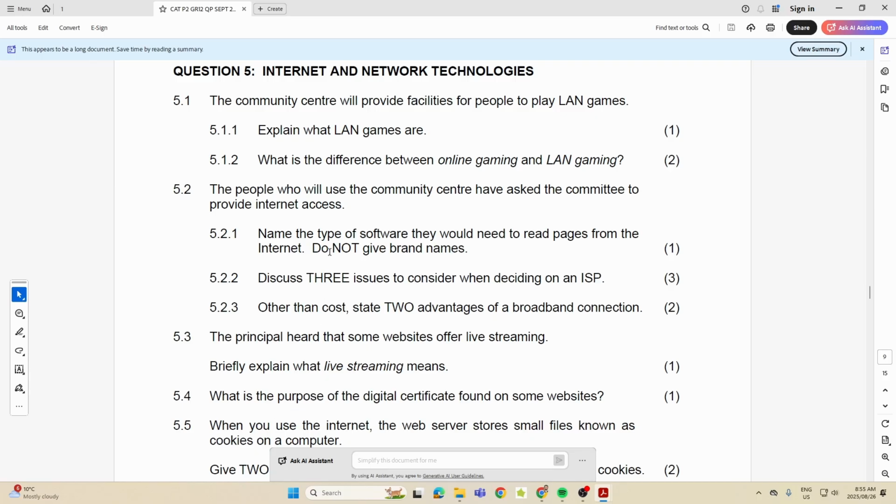Okay, just say. The community center will provide facilities for people to play LAN games. What are LAN games? Local area network games. So it's like you and your friends playing Call of Duty in the computer labs and you're all connected over the network so that you can play together. Sorry, I didn't even see this question. I'm already explaining it. Okay, so if you wonder for 1 mark, it's really just playing computer games on a network. Like, that's it.